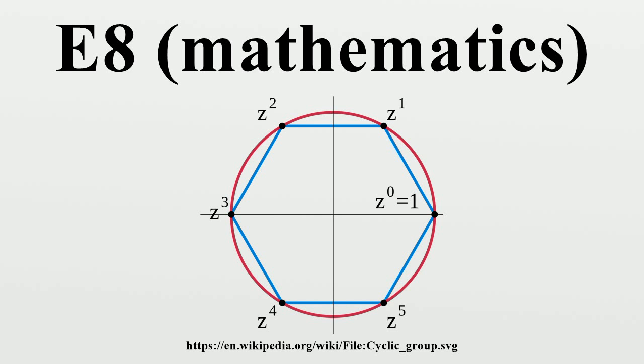E8 root system. A root system of rank R is a particular finite configuration of vectors, called roots, which span an R-dimensional Euclidean space and satisfy certain geometrical properties. In particular, the root system must be invariant under reflection through the hyperplane perpendicular to any root. The E8 root system is a rank 8 root system containing 240 root vectors spanning R8. It is irreducible in the sense that it cannot be built from root systems of smaller rank.